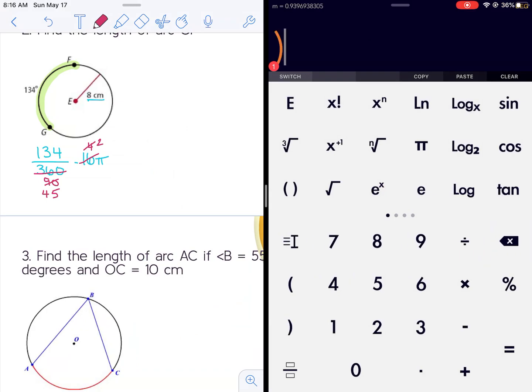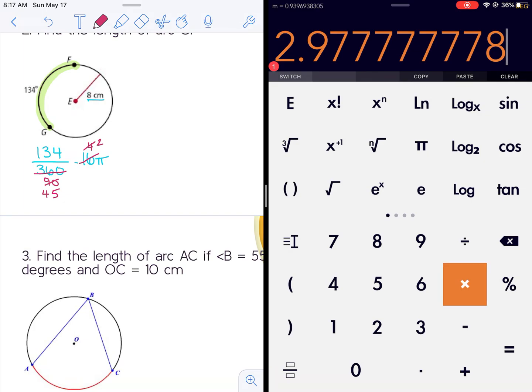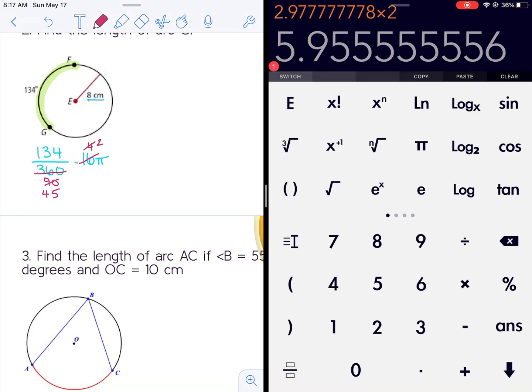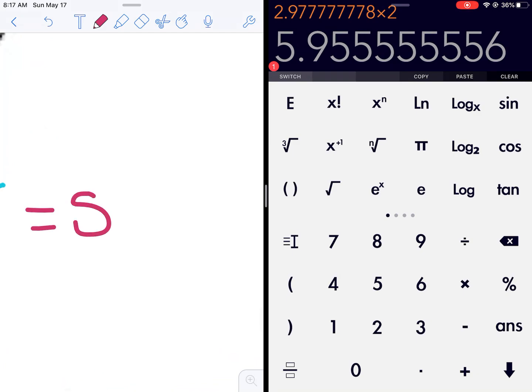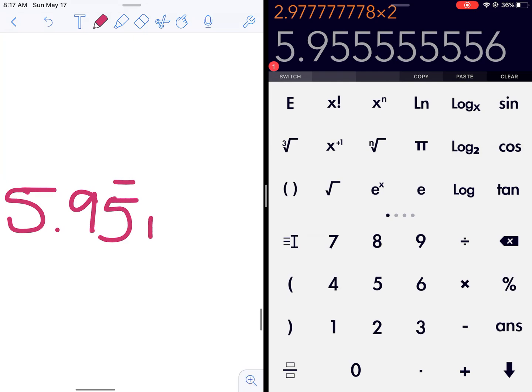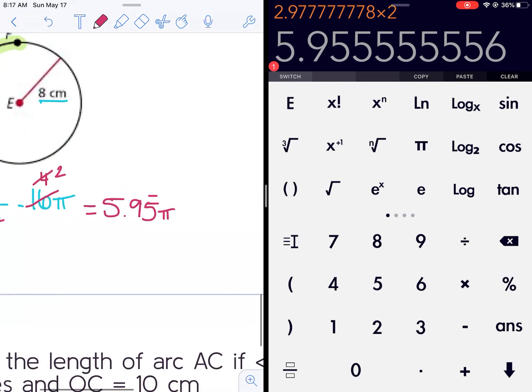And now I'm going to throw it in my calculator. 134 over 45. Take that answer times 2. And I'm going to round. Actually, I'll just write it as a repeating. If you have a calculator that easily converts into fractions, you could also keep that as a fraction, whatever floats your boat.